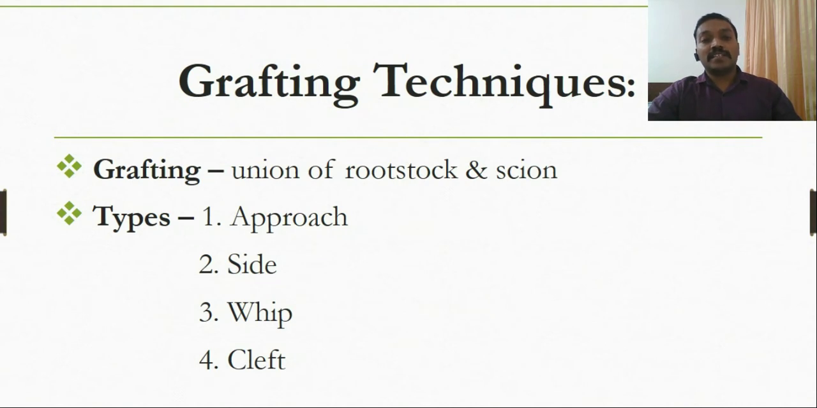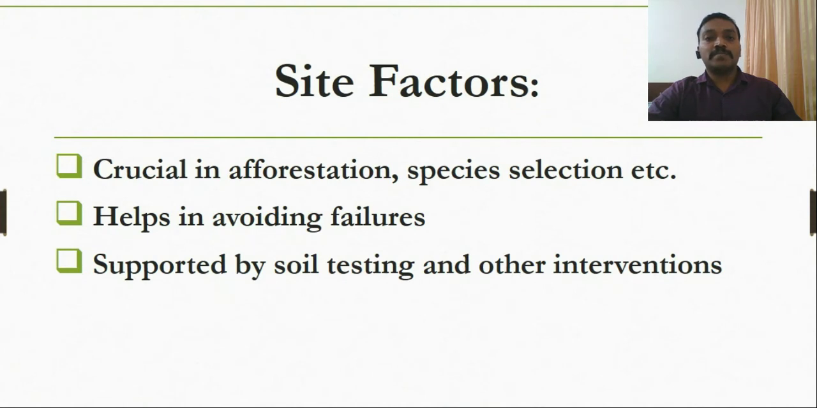There are various further methods available in grafting, which are also extensively used in the forestry program: approach grafting, side grafting, whip grafting and cleft grafting. We will be studying the diagram and how it is very important in any planting program or in the nursery program. And the next important subject is site factors. That is also the combination of ecological, physiological and various other factors, because site factor is very crucial in deciding the success of any afforestation program. And the species selection mostly depends on the available site factors.